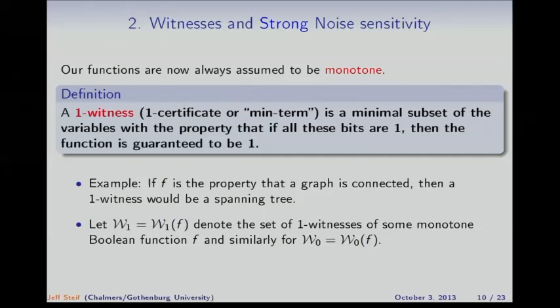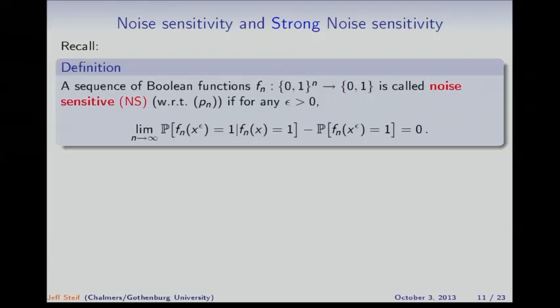Okay, so in strong noise sensitivity, let me recall exactly the definition we had of noise sensitivity. With respect to the p_n that's given to you, it's noise sensitive if for every epsilon positive, when I look at the probability that f_n at the perturbed sequence is 1, given f_n at the original sequence is 1, and I subtract off the unconditioned probability, this goes to 0. Okay, that's the notion of noise sensitivity.